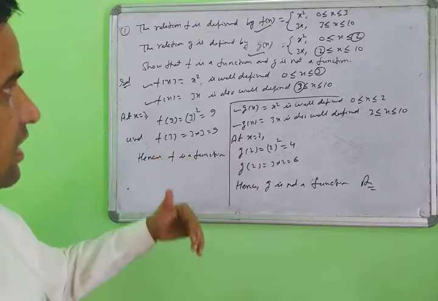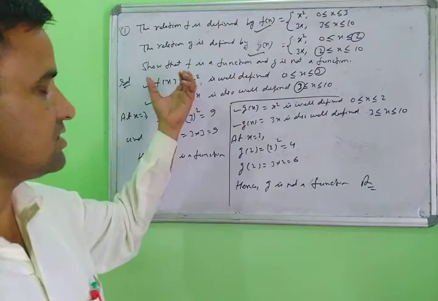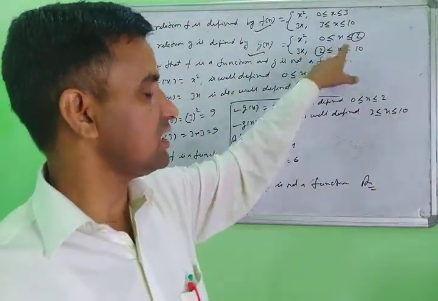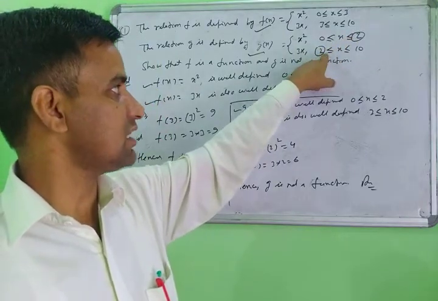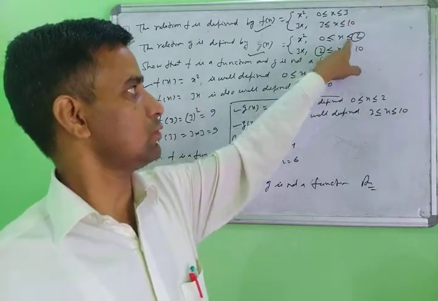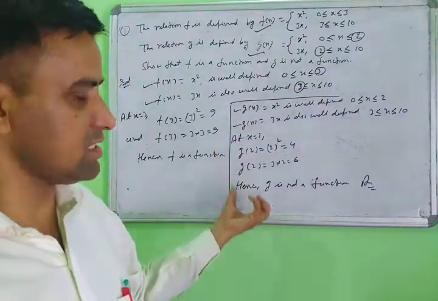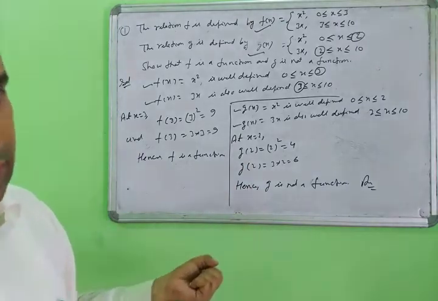Suppose this type of function comes and they ask the question, okay, this is a function, so how to solve it. You will calculate the limits: here less than or equal to 2, here greater than or equal to 2. If those limits are equal, then you can use both functions. Then you check whether this relation is a function or not. Yes, note it down. Then next question.